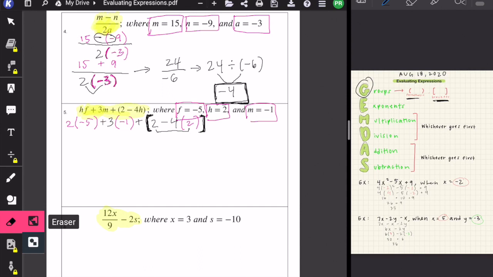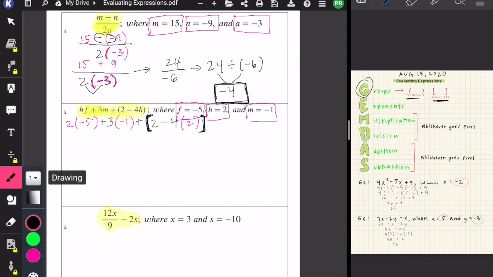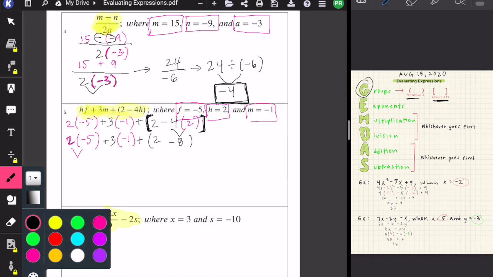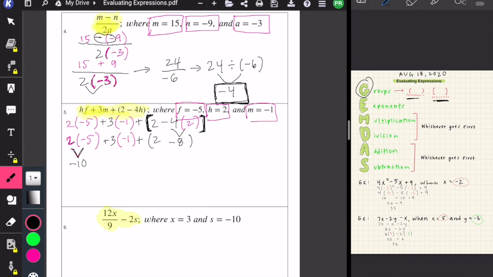So if I do that, it looks like what's inside is a -4 times a 2, right? Because right here, multiplication goes before subtraction. So -4 times 2, that is the same as a -8. Just bring everything down, okay? So now I can bring everything down to, let's use the colors, 2 times -5 plus 3 multiplied by the -1. Now we have 2 times -5, which is a negative. This is a -10. Oh, I'm so sorry, guys.